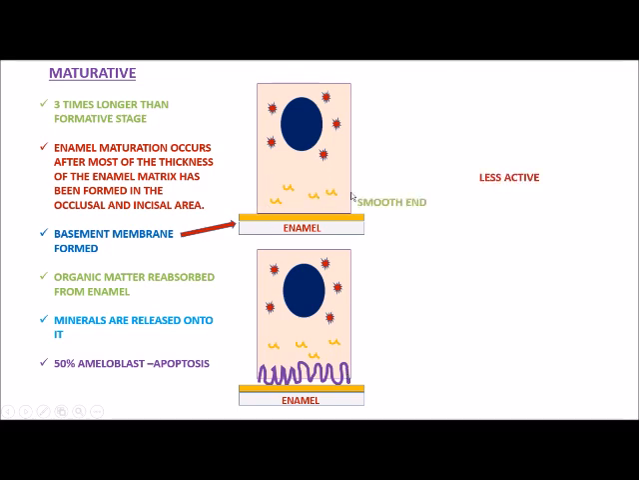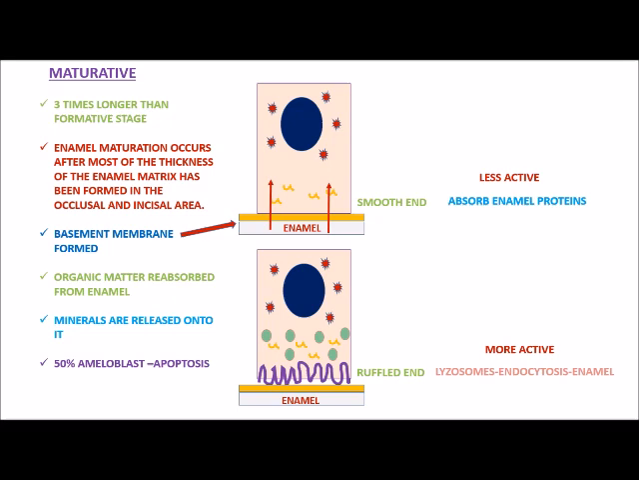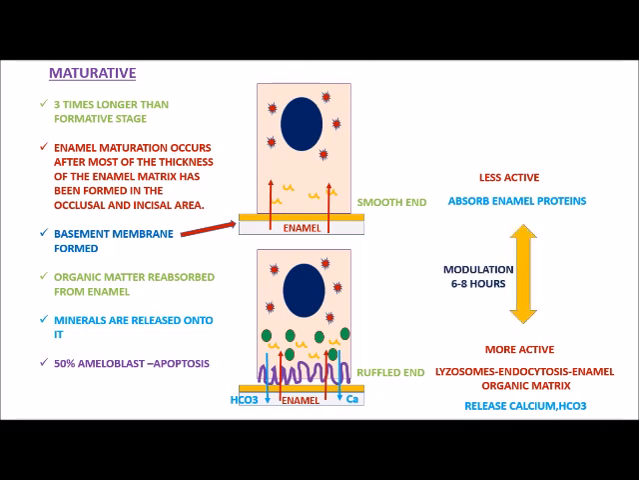So when ameloblast is having a smooth end, it is less active and it absorbs enamel proteins. When the ameloblast is having a ruffled end, it is more active and it has a lot of lysosomes, and that will cause endocytosis of enamel organic matrix, and it secretes calcium for mineralization. Also it secretes bicarbonate to maintain the pH. So the process by which the ameloblast alternate between the smooth end and the ruffled end is known as modulation, and it occurs every 6 to 8 hours.